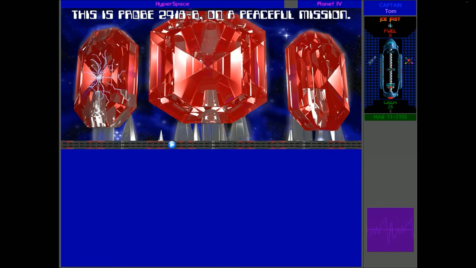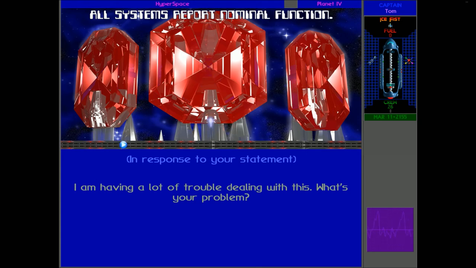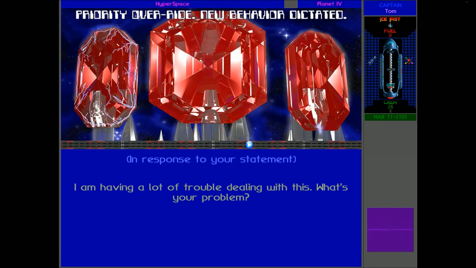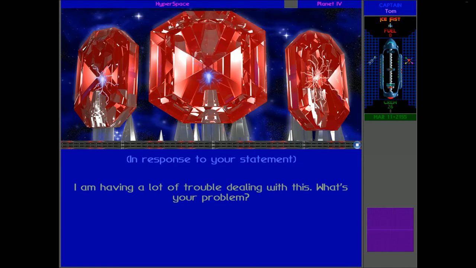This is Grow 2418-B on a peaceful mission. Yep, as you say, you're on a peaceful mission, destroying everything you find. All systems report nominal function, priority override. New behavior dictated. Must break target into component materials.